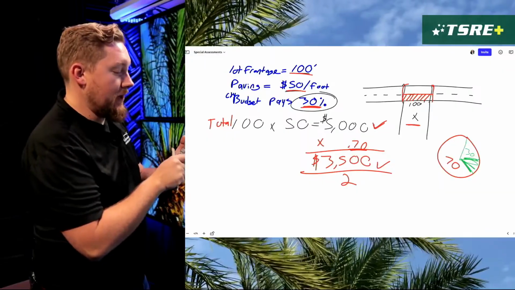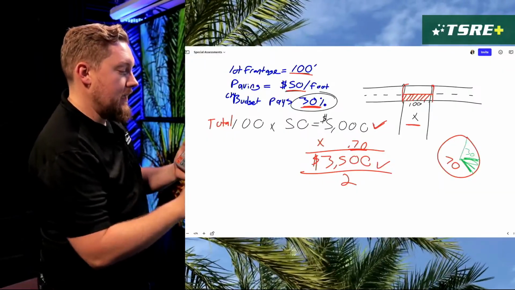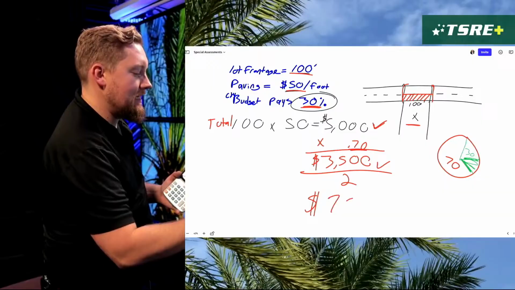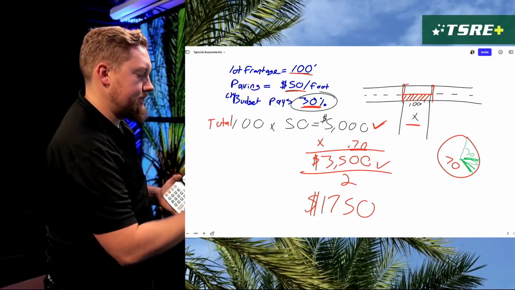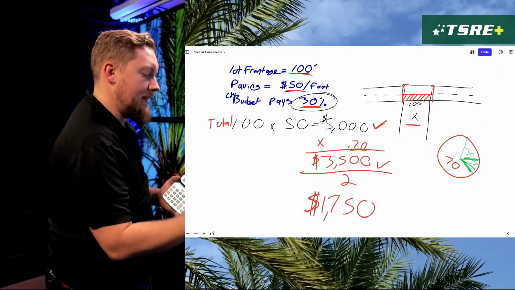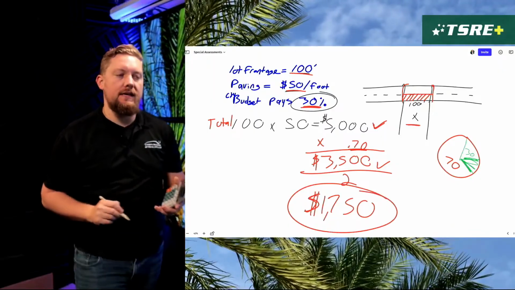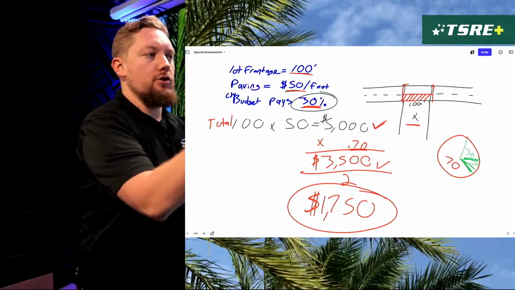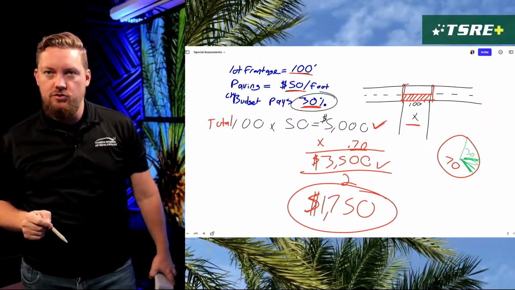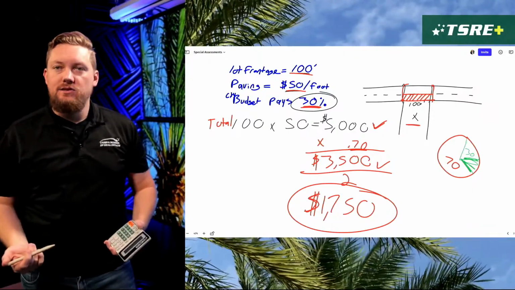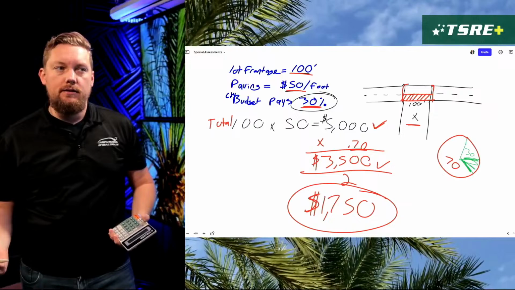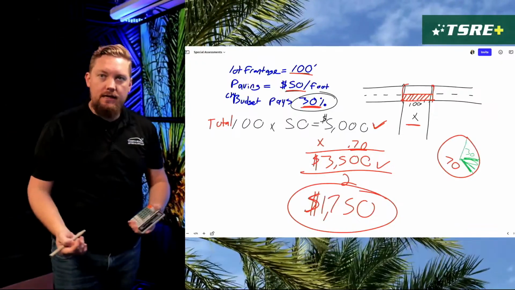So we take that $3,500 final step to divide it by 2, and that's going to give us $1,750 as the portion for this half of the street. And that is a special assessment. So pretty simple, pretty easy.